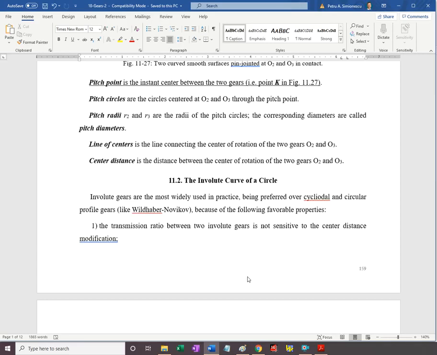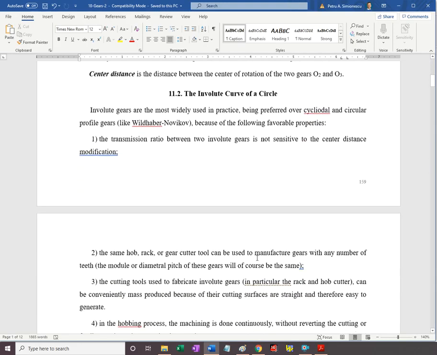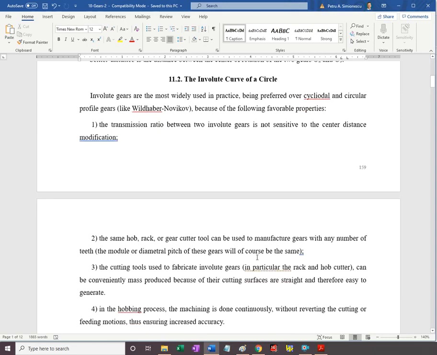There are others like cycloidal, used in clockwork. There are the Wildhaber-Novikov gears, used in special, high efficiency transmissions for helicopters, say. But why involute gears? Because they have some outstanding properties that make them easier to manufacture, and also when it comes to operating, they have some favorable properties.